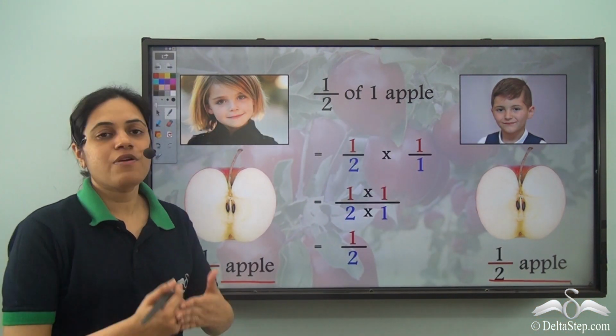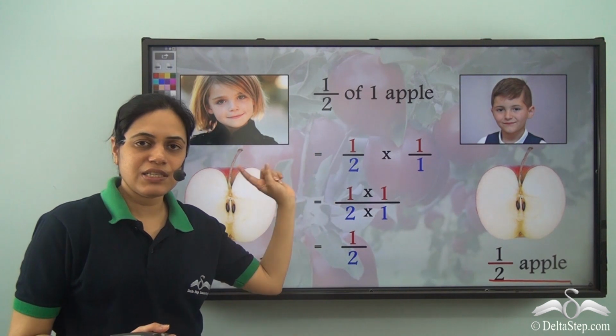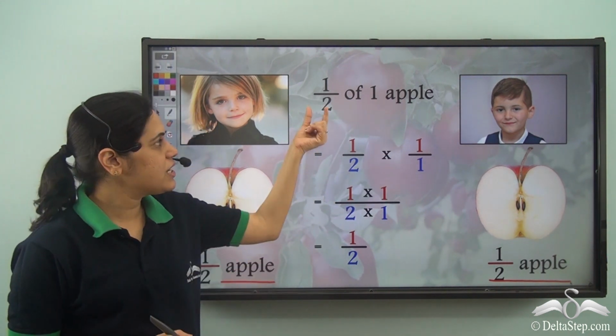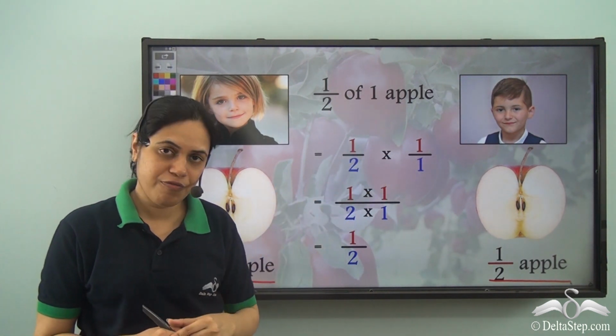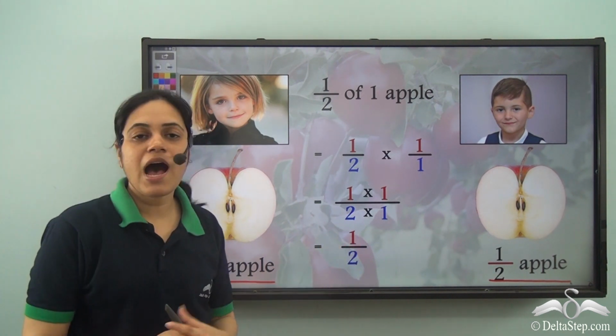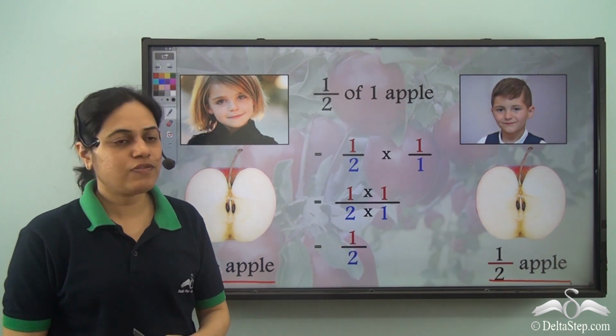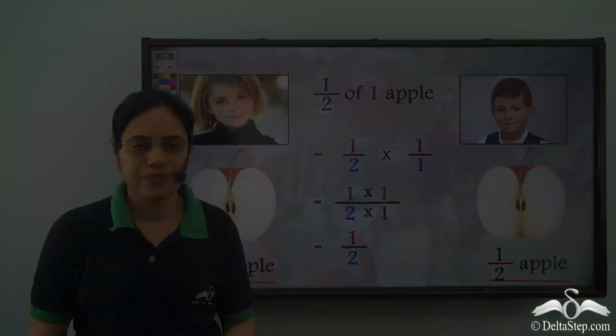So if one apple is divided between these two kids, each will get half of one apple, that is half an apple. So each of them would get half apple.